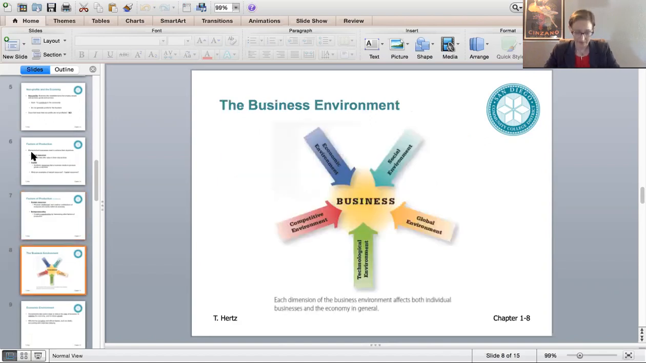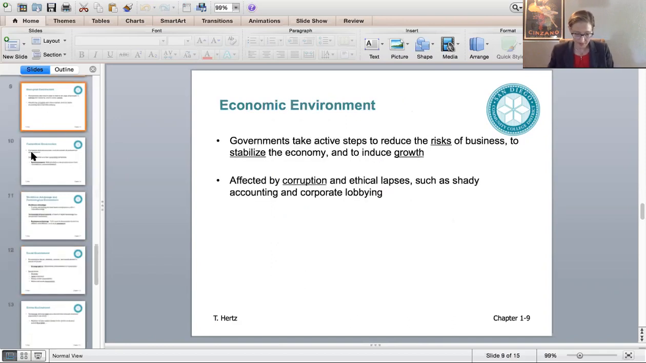So let's talk a little bit about the environment of business. Businesses don't operate as a closed system. Outside factors are going to play a vital role in determining whether individual businesses will succeed or will fail. And so let's look at some of those impacts on the business environment, including the economic environment.